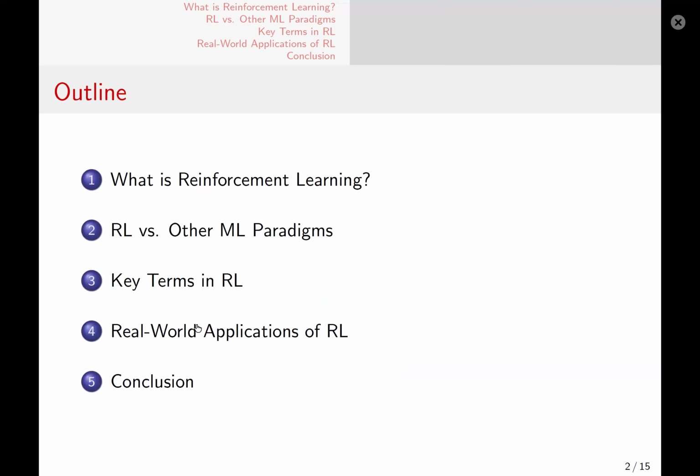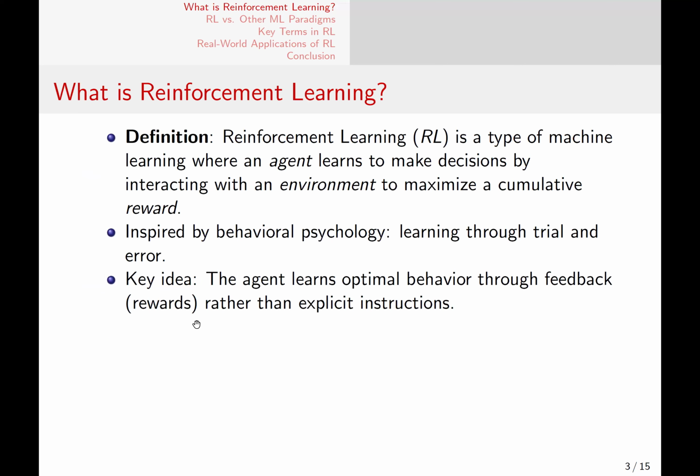All right. So the outline will be looking at what learning is, reinforcement learning versus other machine learning paradigms like supervised and unsupervised learning, key terms in reinforcement learning, and some real-world applications of reinforcement learning. And then we have a conclusion.